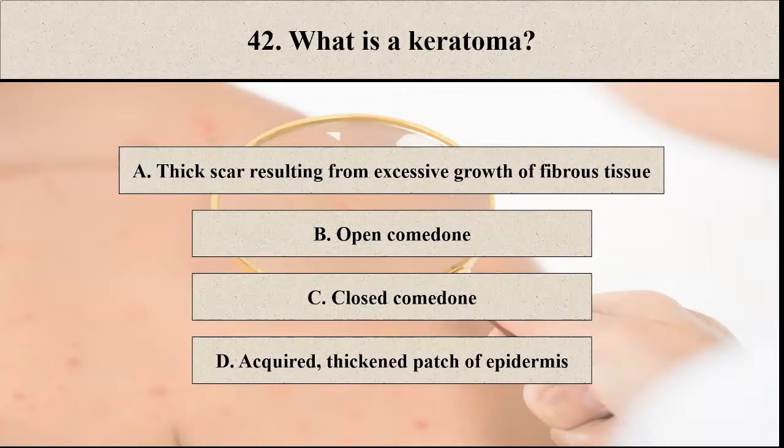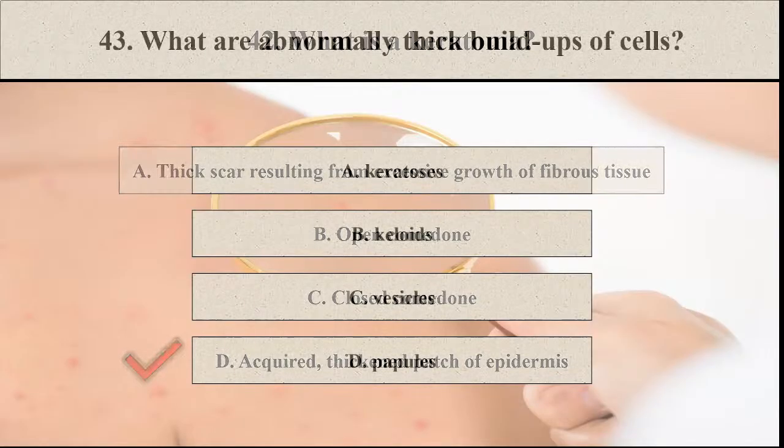What is a keratoma? Is it thick scar resulting from excessive growth of fibrous tissue, open comedone, closed comedone, acquired thickened patch of epidermis? If you chose D, acquired thickened patch of epidermis, you are correct.